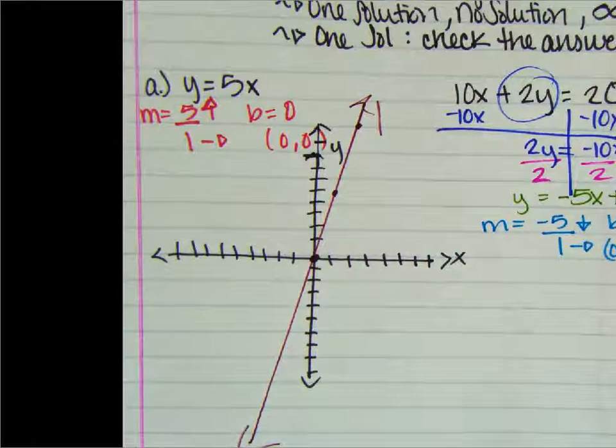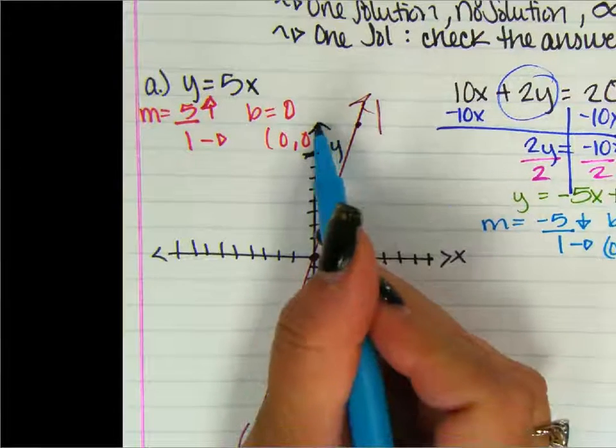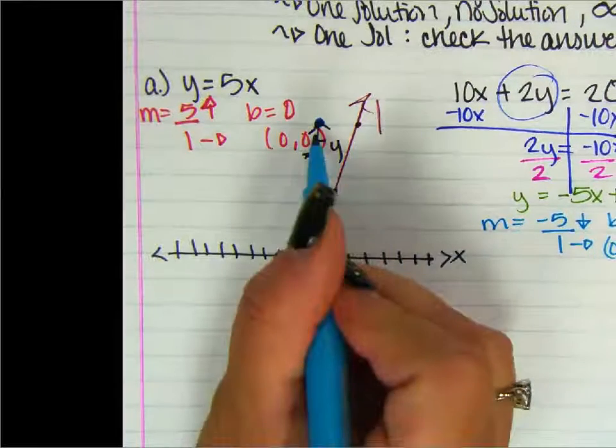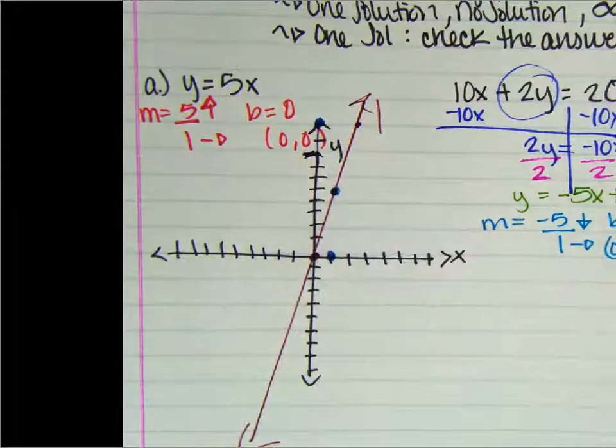All right. Now what? Graph the other one. Start at 0, 10, which is way up here. From there, where do I go? Down 5, to the right 1. Down 5, to the right 1.